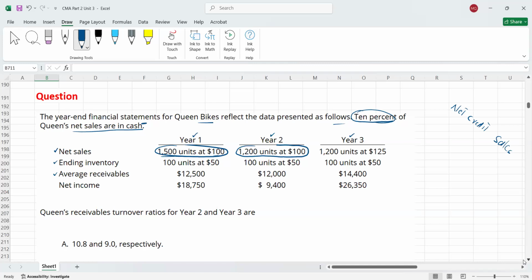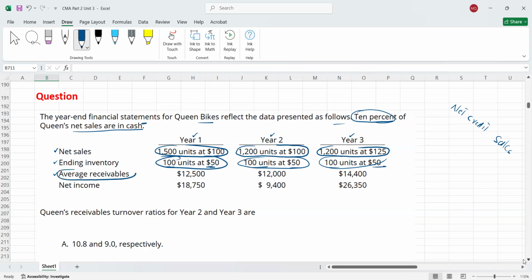And in year three, you sold 1,200 units at a price of $125. Then you have an ending inventory here: 100 units at 50, 100 units at 50, 100 units at 50. This is the ending inventory value. If you multiply, you will get the value of the inventory.